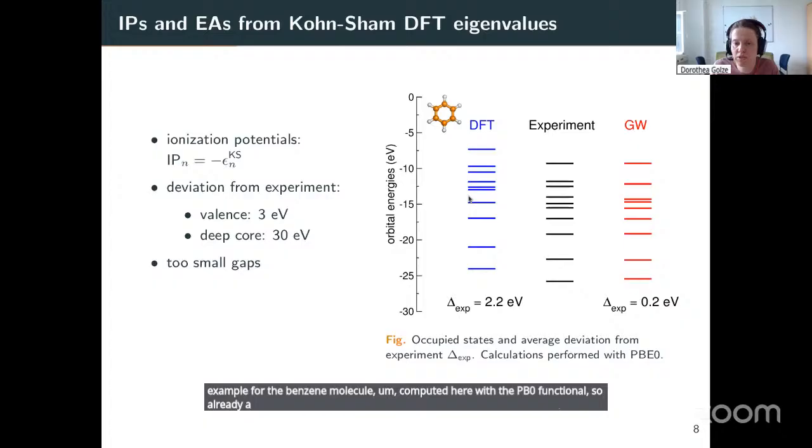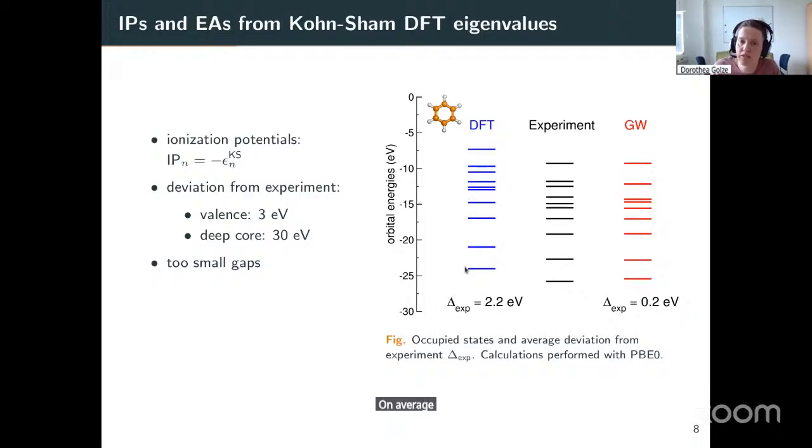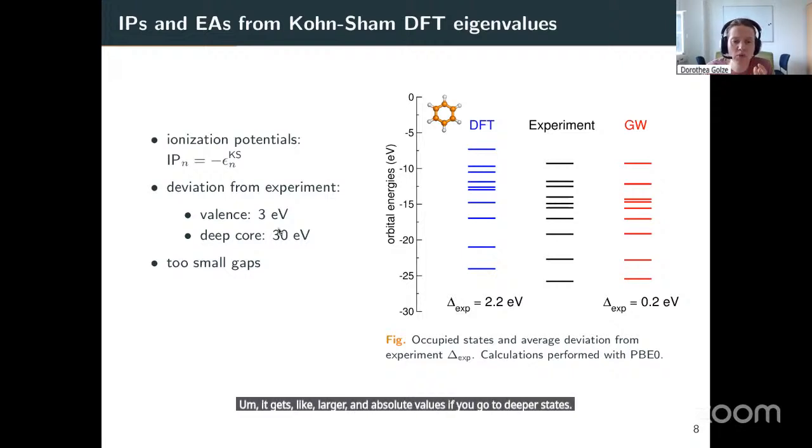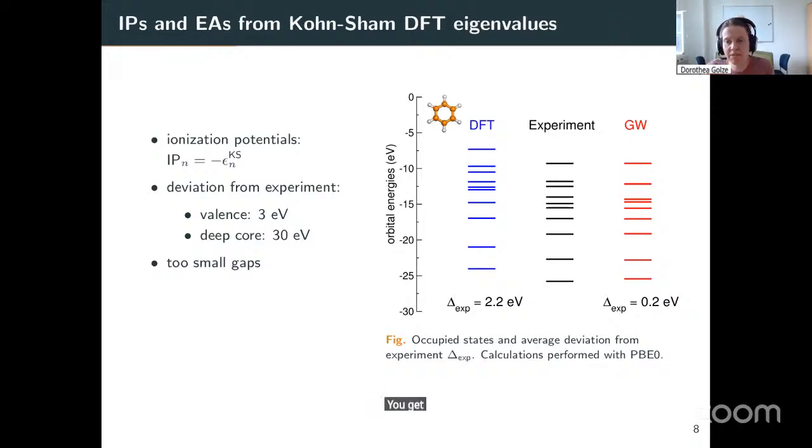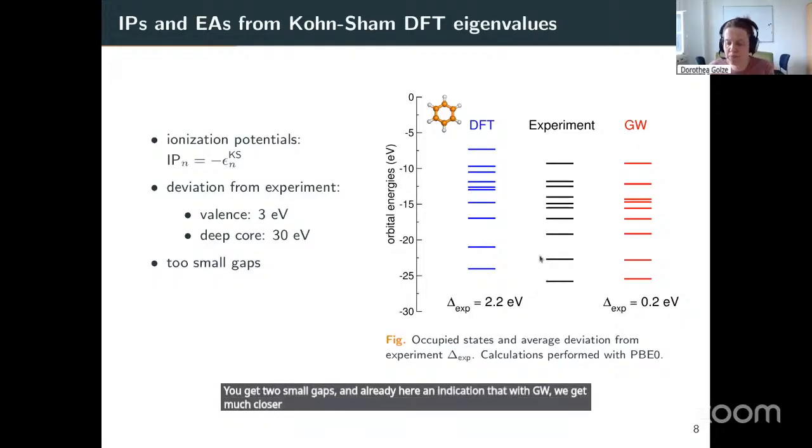I have here an example for the benzene molecule computed with the PBE0 functional, already a hybrid. You see that the difference on average for these first valence states is 2.2 eV. It's already quite high, usually around 2 to 3 eV. It gets larger in absolute values if you go to deeper states. For deep core states, it's already around 30 eV for second-row elements. We get too small gaps, and already here an indication that with GW we get much closer to experiment.